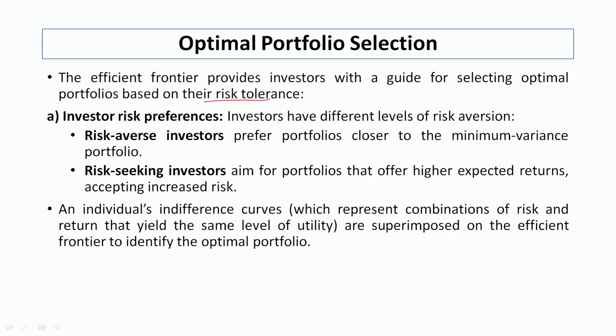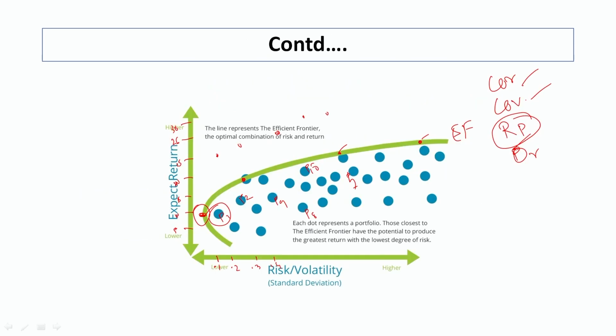A risk averse investor prefers a portfolio closer to the minimum variance portfolio. What is the minimum variance portfolio? This is the minimum variance portfolio because at this point, after this point the line is shifting tremendously. So at this particular portfolio the amount of risk is low. We can see the amount of risk is quite low and the return he is getting is quite high as compared to other instruments. So this is the particular portfolio which is sought by risk averse investors.